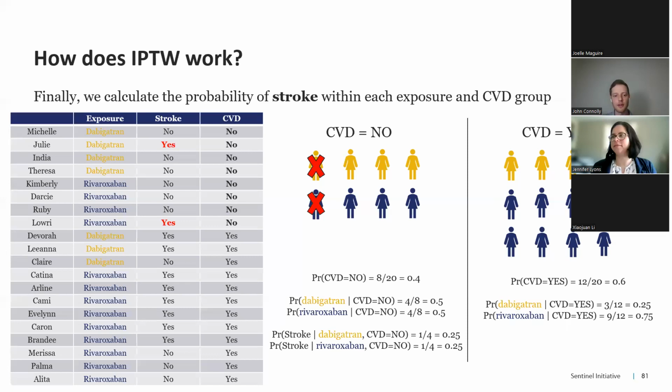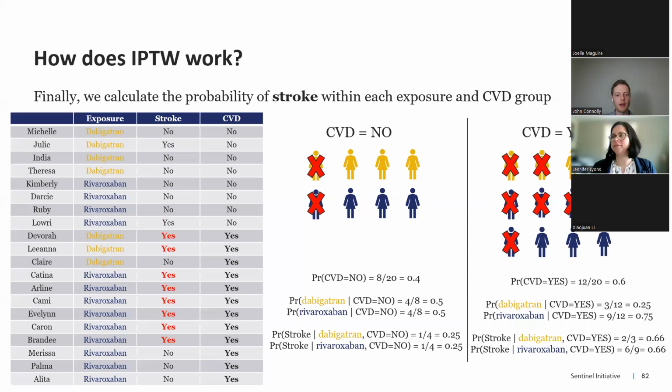Then to fill this out, we'll move to the bottom of the data set where our cardiovascular disease yes patients are, and we'll do the same thing. We can see that 2 out of the 3 dabigatran patients experience stroke, and 6 out of 9 rivaroxaban patients experience stroke. So 2/3 probability in each group. Now that we've gone through that, we have all of the conditional probabilities we need to move forward with IPTW.